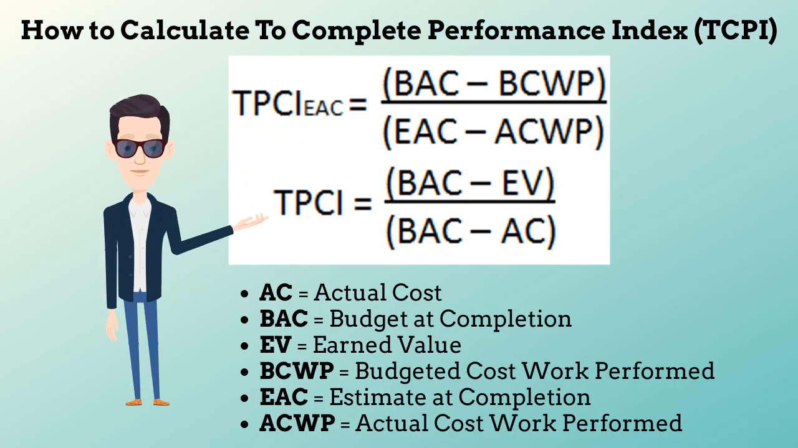The key variables that plug into the To-Complete Performance Index formulas are: AC equals actual cost, BAC equals budgeted completion, EV equals earned value, BCWP equals budgeted cost work performed, EAC equals estimate at completion, ACWP equals actual cost work performed.